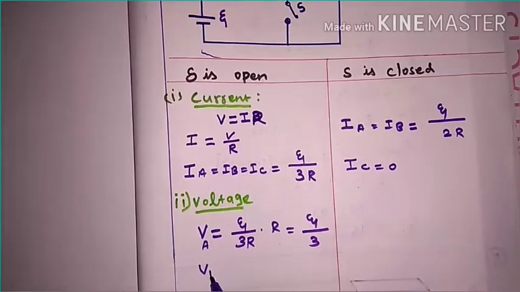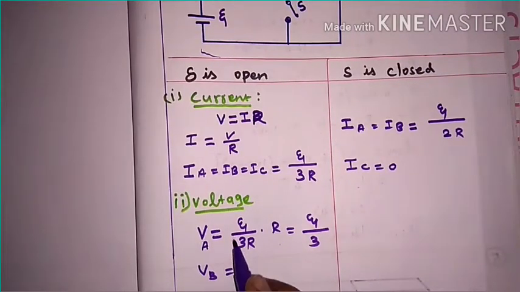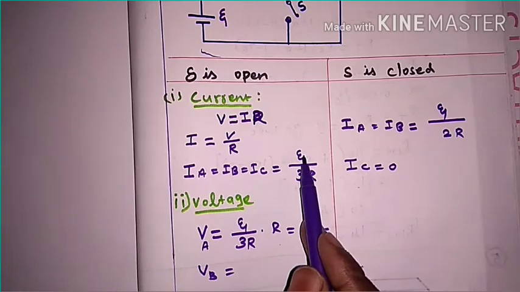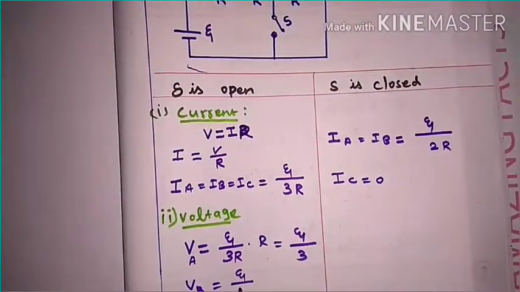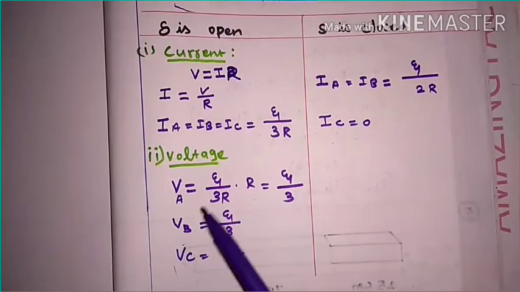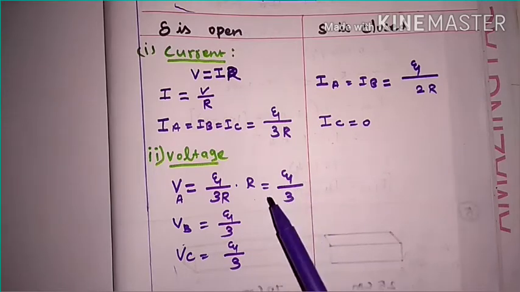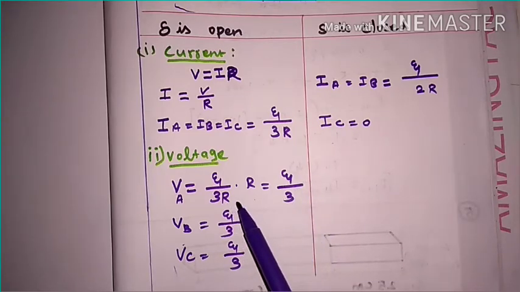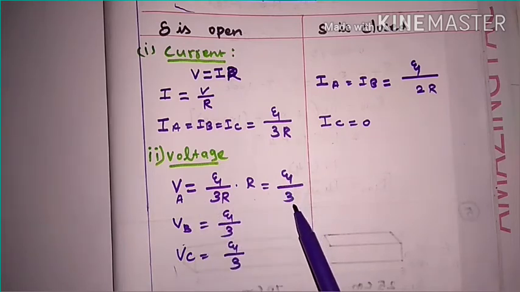Similarly, VB is also the same: current psi divided by 3R, and the resistance of the second resistor is also the same. Therefore, we get psi by 3. And VC is also the same value, psi by 3. But in your book, it is wrongly given that the potentials VA, VB, VC are equal to psi divided by 3R only. So, cancel the term and it changes into psi, V equal to psi by 3.